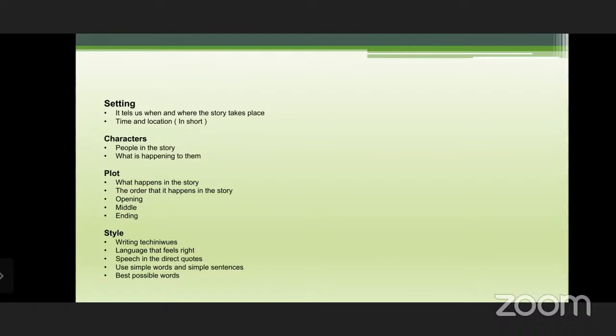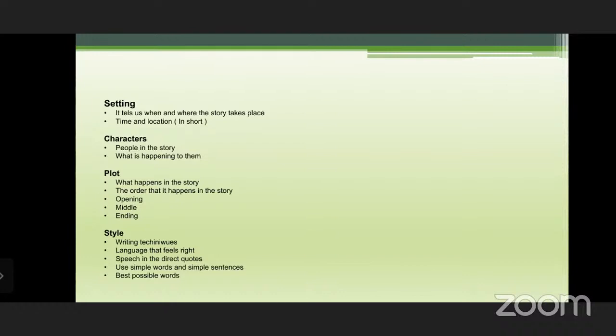So what happens in the story, the order that it happens in the story, is the plot. The plot contains the opening, middle, and ending. So it should contain the beginning, middle, and ending. Somehow we can say that it starts with the opening of the story, goes to a problem, and comes to a resolution. This is a major feature of story writing.